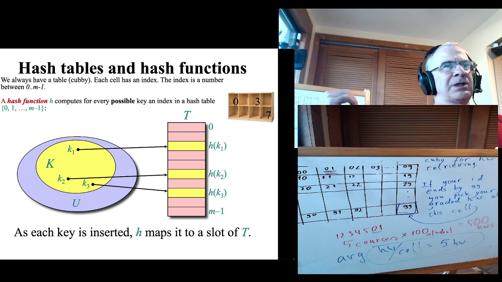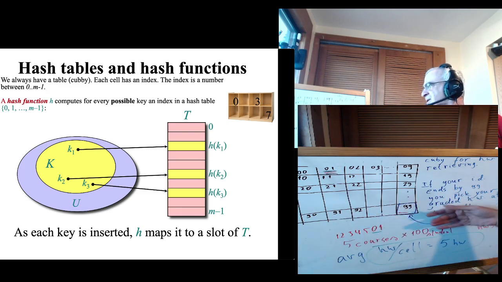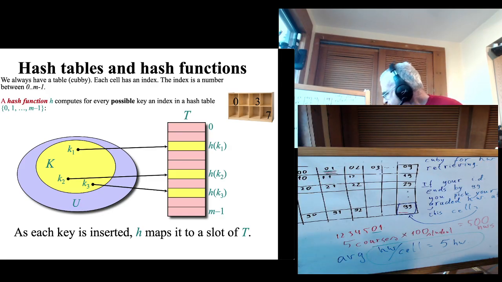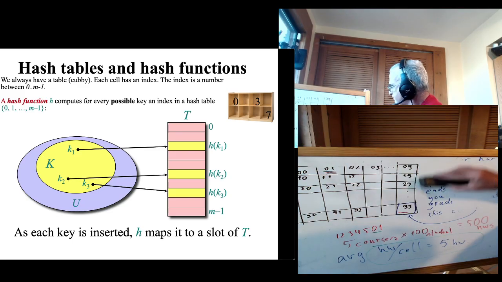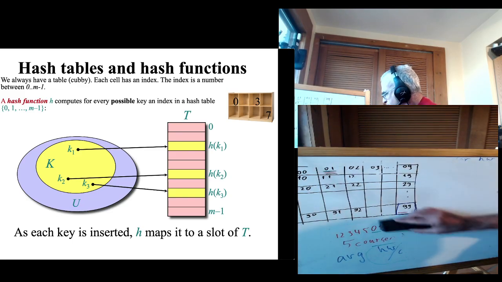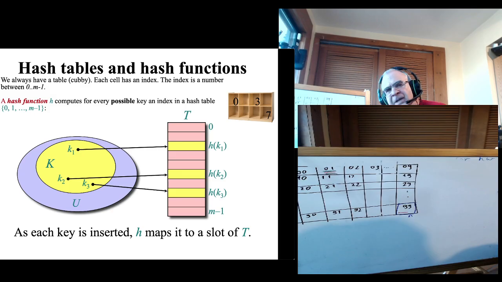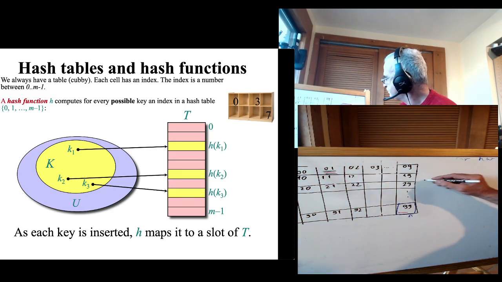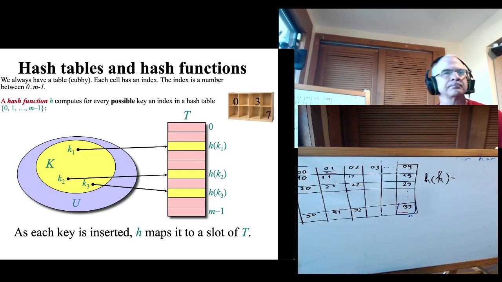What is the hash function that we are using in the cubby example over here? What is the hash function that I'm using in this example? It's truncation of the last two digits.